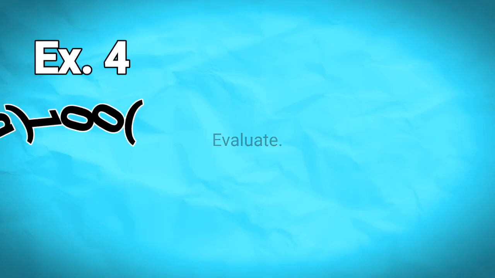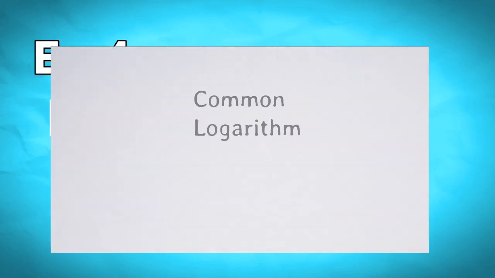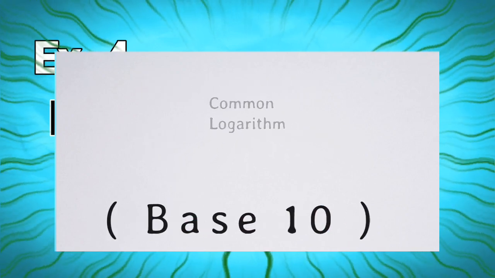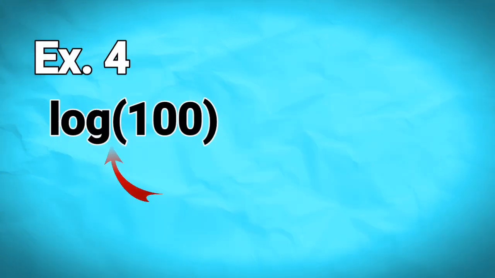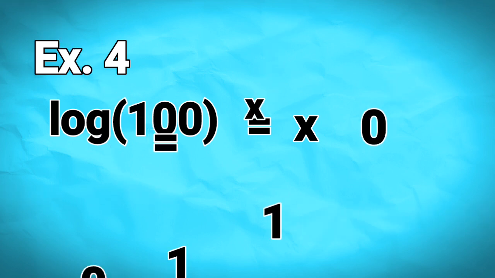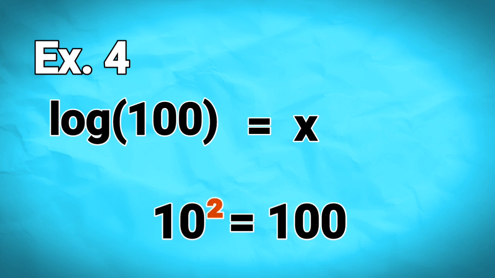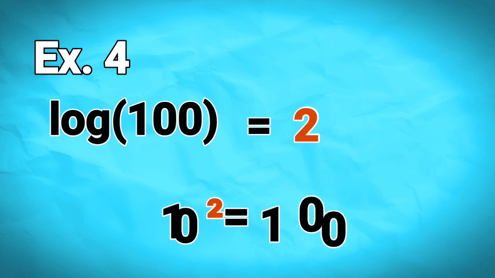For example 4, we want to evaluate log of 100. This is an example of the common logarithm, which has a base of 10 and is usually seen written without its base. So I'll go ahead and write equals x, and we know that the expression equals the power that 10 is raised to get 100. Since 10 squared equals 100, the value of our logarithmic expression equals 2.